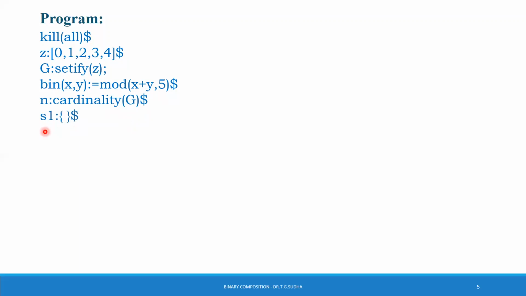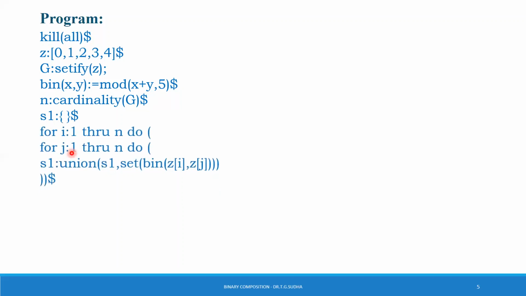To begin with, we construct a set S1 which is empty. So within the flower brackets, if nothing is entered, it returns an empty set. Next, to verify whether it is closed or not, we need two elements at a time. So we take two loops here. One is the I loop and the other is the J loop. Both run from 1 to n, where n is the cardinality of the given set.